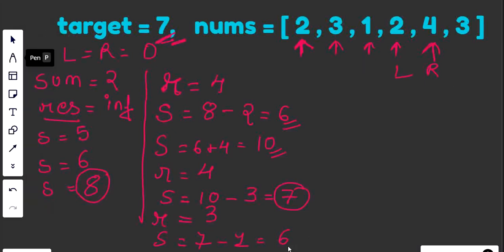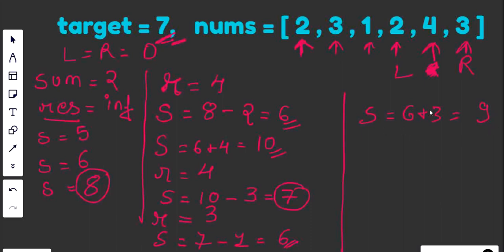Now we can see that the sum is 6, which is lesser than the target value. We know that when sum is lesser than the target value, then we have to update our right pointer. So now our right pointer is here. So now what will be the sum? Sum will become 6 plus 3, so it will become 9. We know that 9 is greater than the target value.